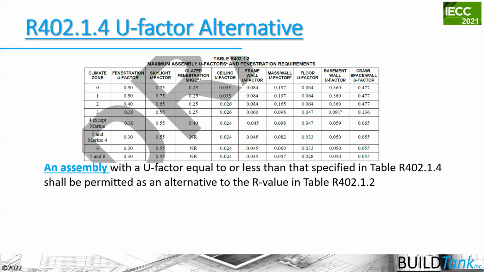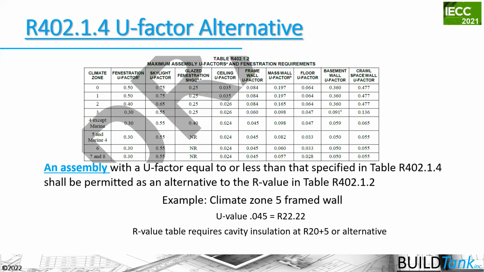but most often we're using a software, and the application is really happening for the assembly when we use a software like ResCheck or RemRate or Ecotrope when we're doing the area weighted U value compliance alternative. But the assembly with the U factor equals this specified zone. So in our climate zone here, we're talking about the U factor in our framed walls of 0.45. And if we do the reciprocal of 0.45, we get an R value of 22.2.